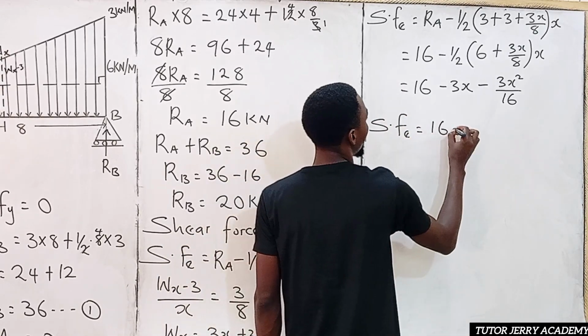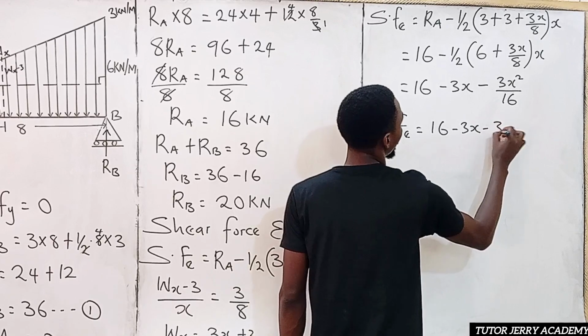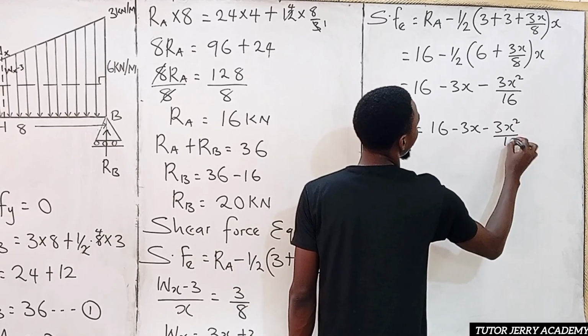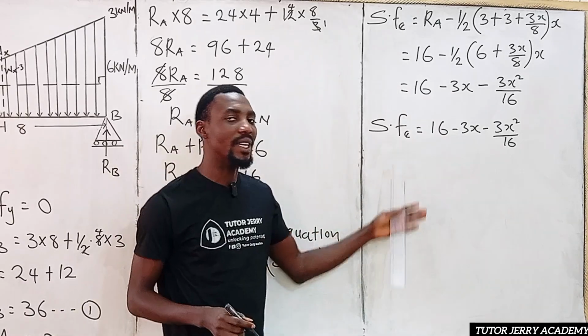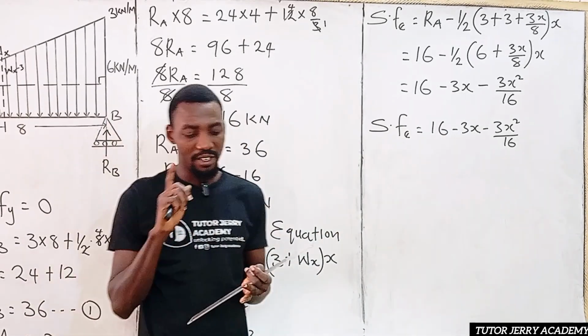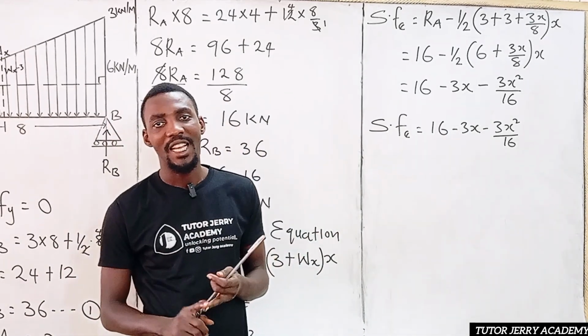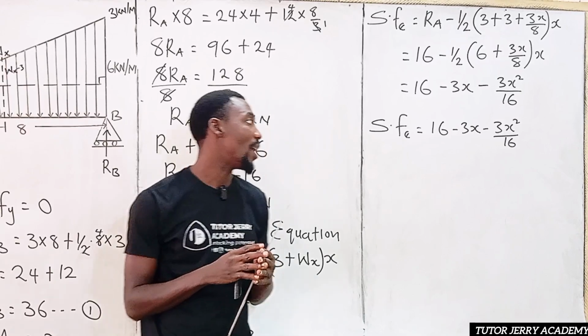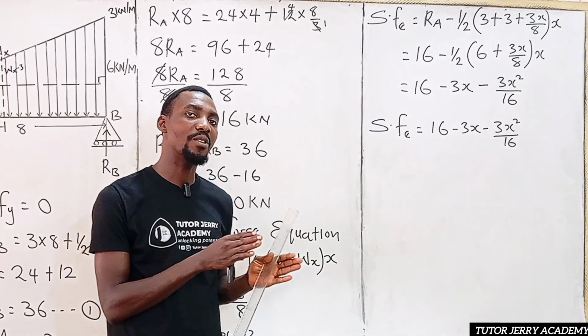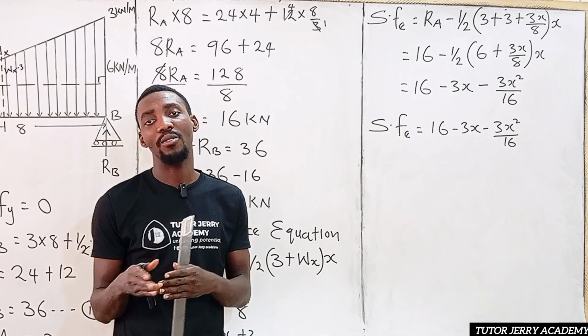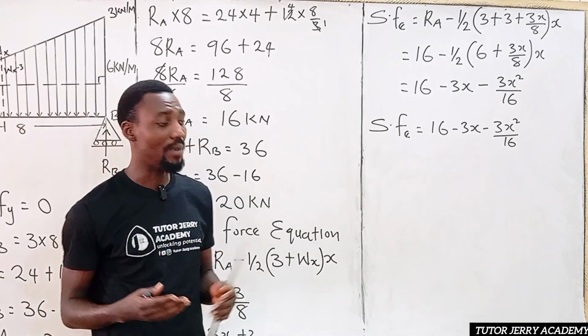It's going to be 16 minus 3S minus 3S squared all over 16. Alright, so now we are going to be using this equation to get the shear force at point A, the shear force at point B, and where our shear force is equal to 0, because we know that where our shear force is equal to 0 is where we are going to have the maximum bending moment. All right.